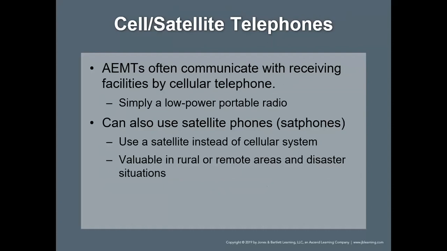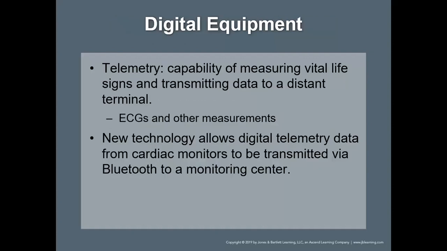Cell and satellite telephones. AEMTs often communicate with receiving facilities by cellular telephone. That's the method that is commonly used in Jamaica. Simply a low power portable radio. You can also use satellite phones, sat phones. They use a satellite instead of a cellular system. Valuable in rural or remote areas and disaster situations.